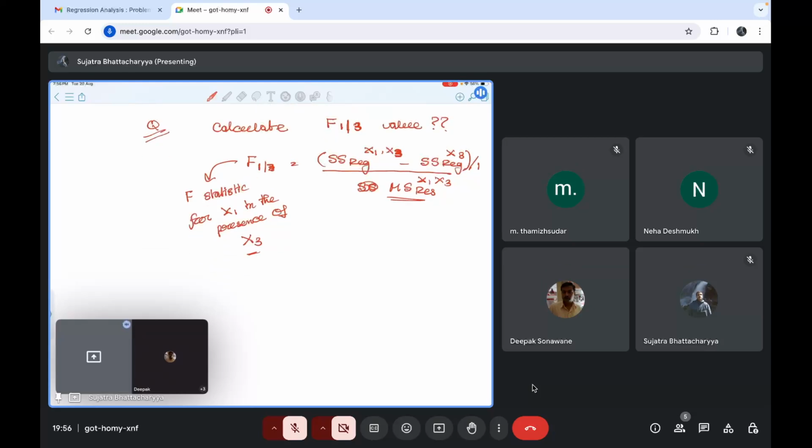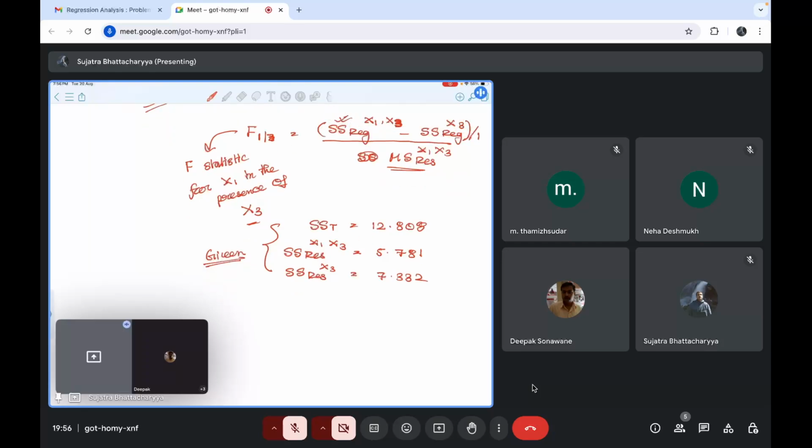Things which are required: SS total is given, or we have found it, as 12.808. Let us calculate SS residual for x1, x3, because we have to reach SS regression finally. So SS residual is 5.781 for this case, x1 comma x3. SS residual for x3 is 7.332. These are all given in the question. What is not given is SS regression. We need to find that.